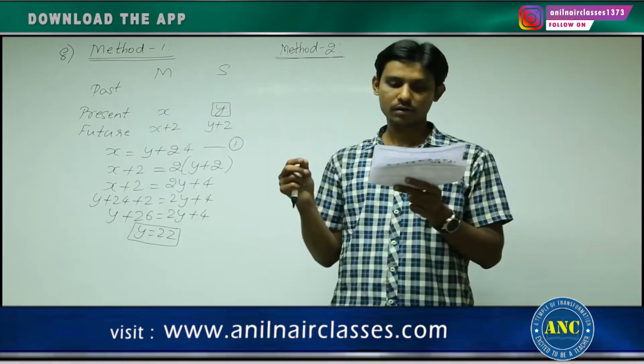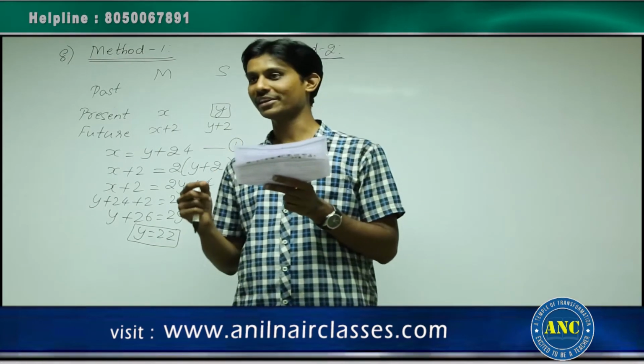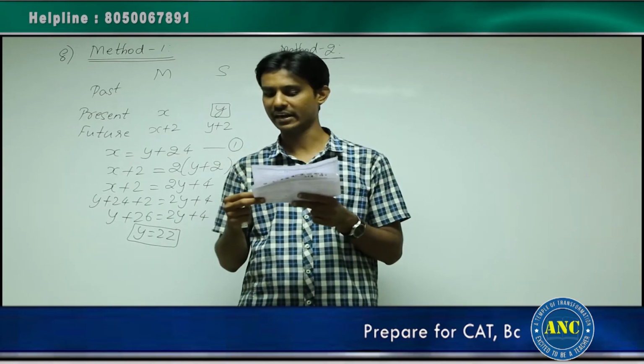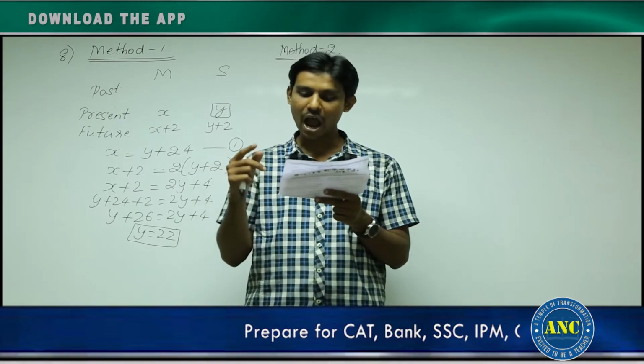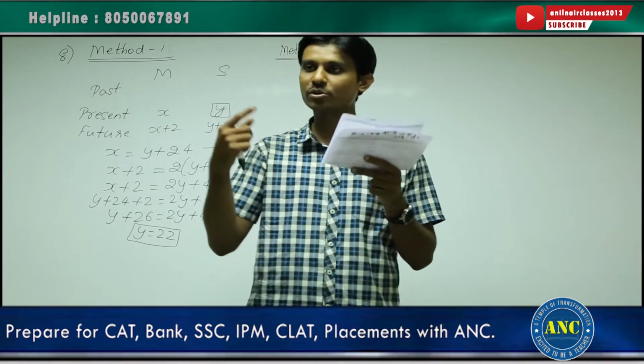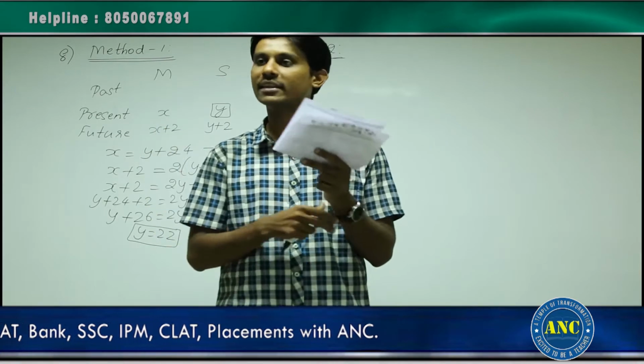So you took it as 14 years initially. If you take it as 14 years, adding 24 hardly takes 1 second. 24 plus 14 is 38. After 2 years, his age will be twice the age of his son. That means you need to add 2 again and check whether they are twice of each other.